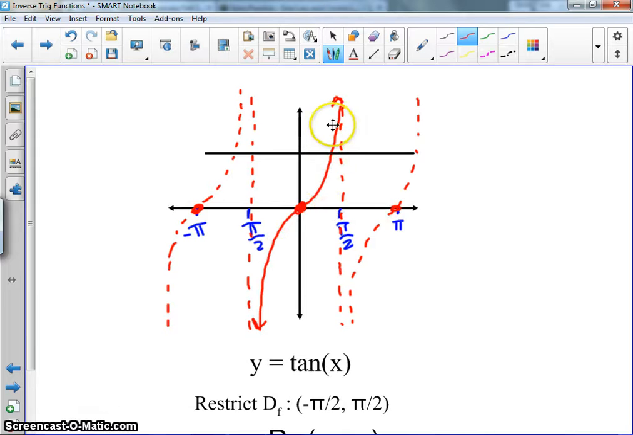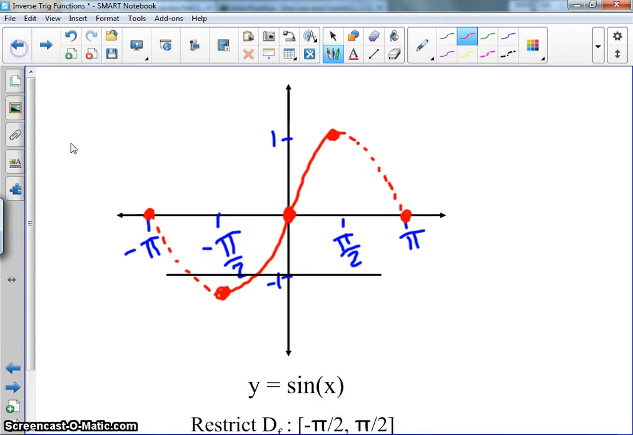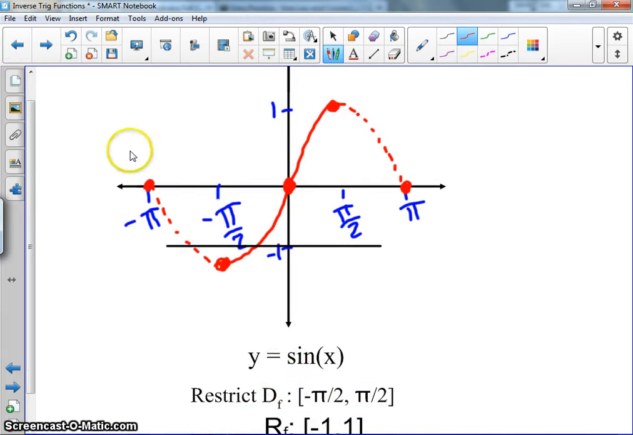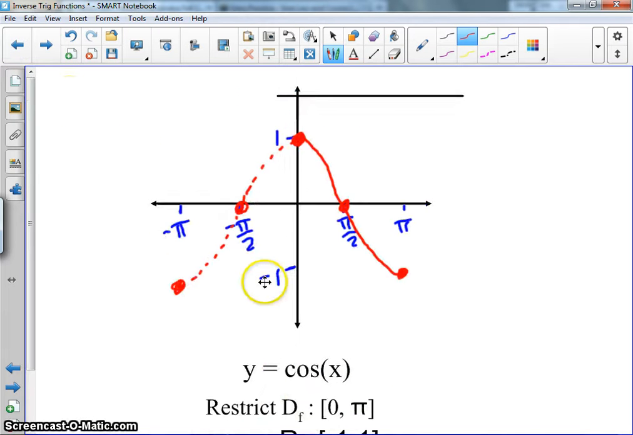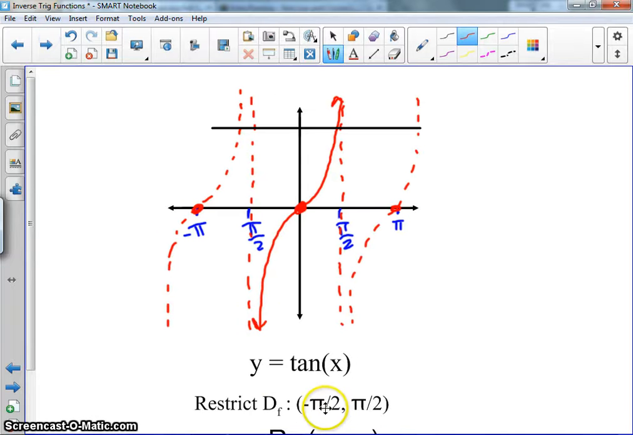Tangent is the same way. We're going to only look at this middle cubic looking piece right here and not look at the rest of them because we know it keeps going forever. So that's from negative pi over 2 to pi over 2, and it would pass the horizontal line test on that restriction. So we're going to look at those restrictions. For sine, negative pi over 2 to pi over 2. For cosine, 0 to pi. And then for tangent, negative pi over 2 to pi over 2.